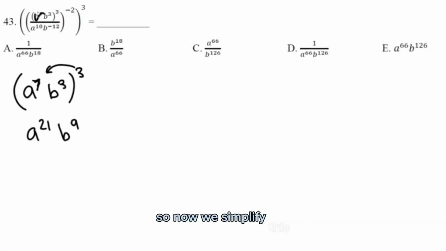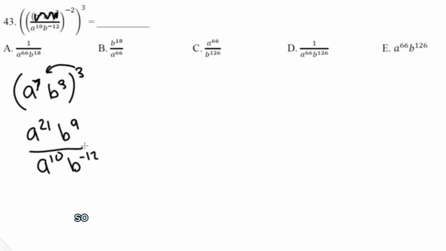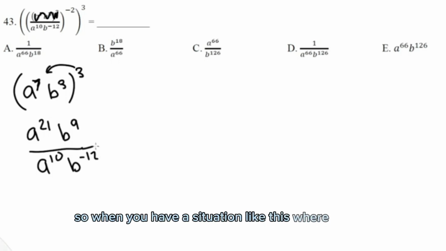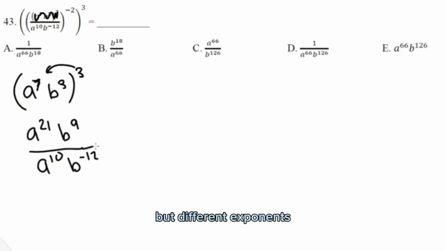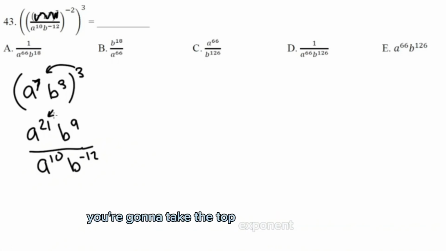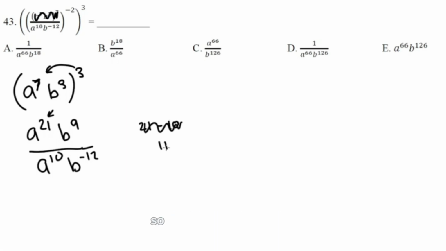Alright, so now we've simplified this. So now let's take this denominator below it, which is a^10 and b^-12. So when you have a situation like this where there's multiple terms on the top and bottom which are the same but different exponents, you can divide them by finding the difference in the exponents. So for example, a^21 and a^10. All you're going to do is take the top exponent, which is 21, and subtract the bottom exponent, which is 10. So 21 minus 10, that's going to be 11. So when you simplify this, this becomes a^11.